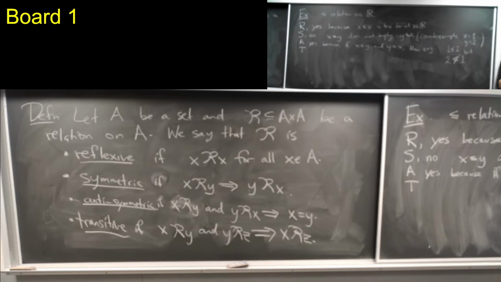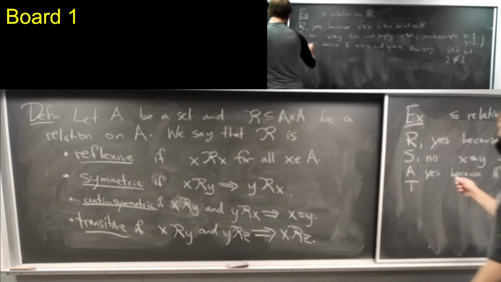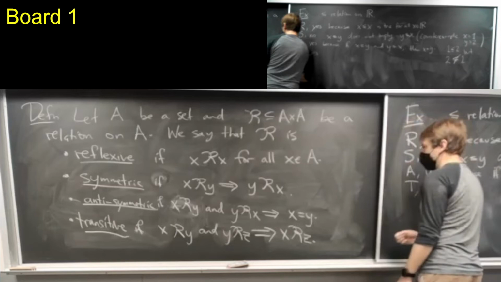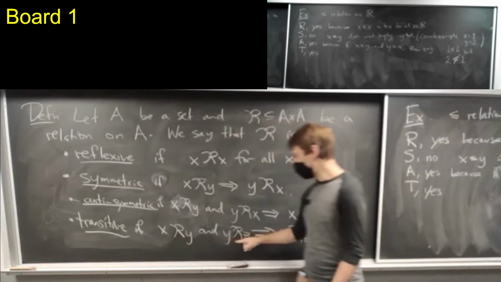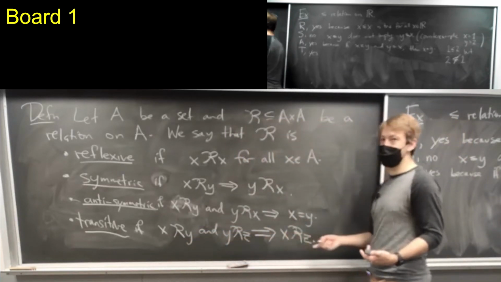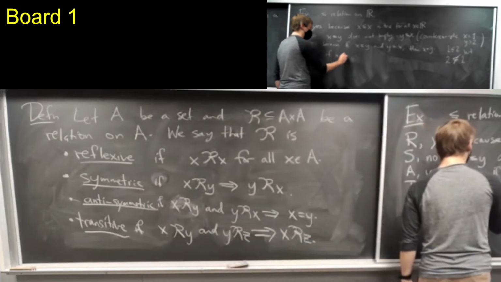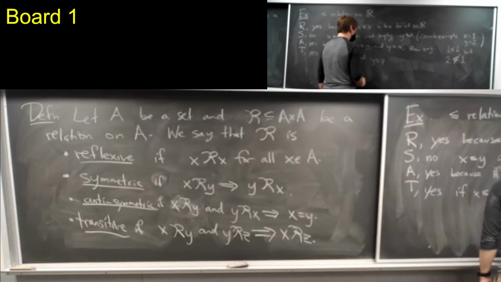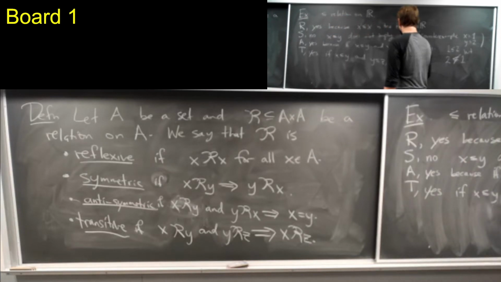How about transitive? 3, 2, 1. Okay, it's kind of 50-50-ish, but maybe a little bit more on the positive side. And this time it's yes as well. The point here is, if x is at most y and y is at most z, then x is at most z, right? So if y is at least as big as x and z is at least as big as y, then z is the biggest of the three. So z is at least as big as x.